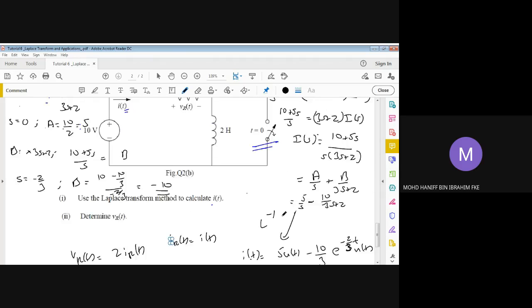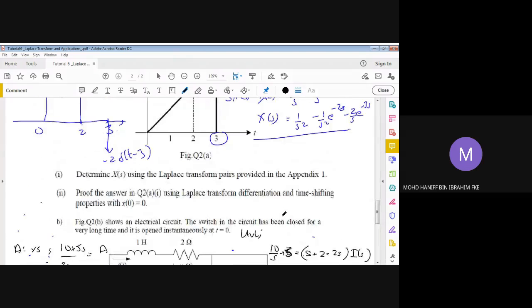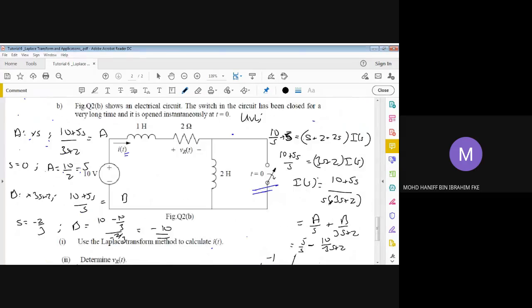Okay, so that's all for this tutorial session for the Laplace transform and its application. Okay, guys, any question for this example? No questions at all? Okay, I hope you understand it clearly on this example.